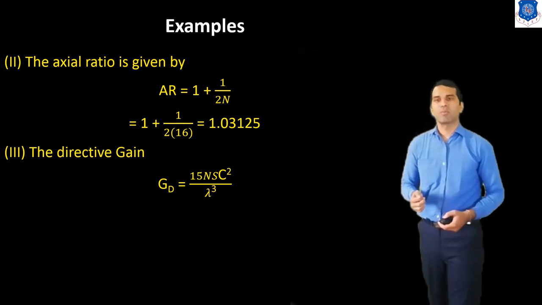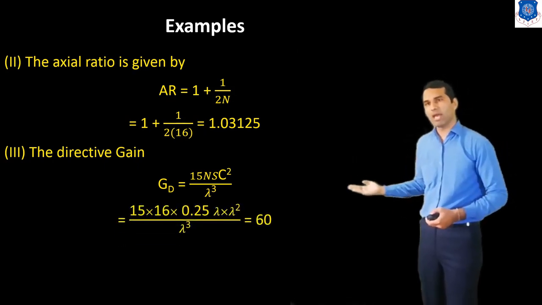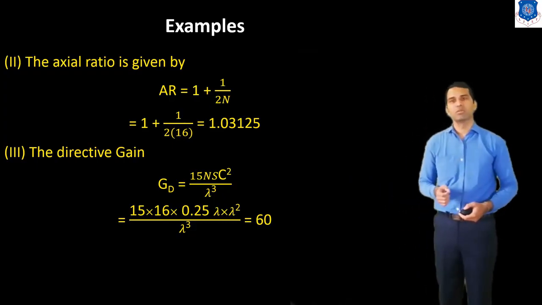And the directivity we can calculate by using this equation. The GD is equal to 15 NSC square upon lambda cube. So when we put the values of N, S and C, we get the directivity equal to 60.